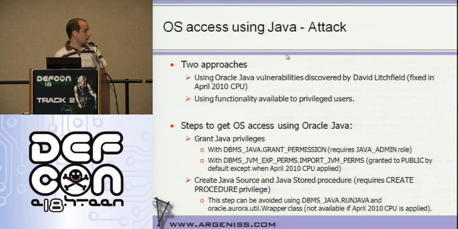Well, so there are basically two steps for this attack. For this attack, we will use the Oracle Java functionality in Oracle to get operating system access. First, we need to grant the Java privileges that are required to access operating system resources. This can be done in two ways. One is using the grant permissions stored procedure, but this one requires the Java admin role. This is the official or documented way to do it.